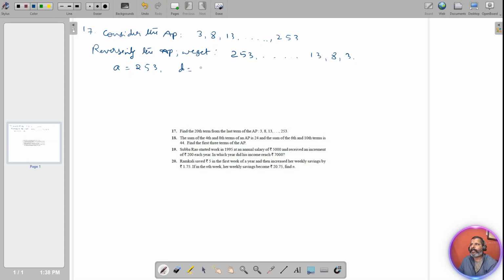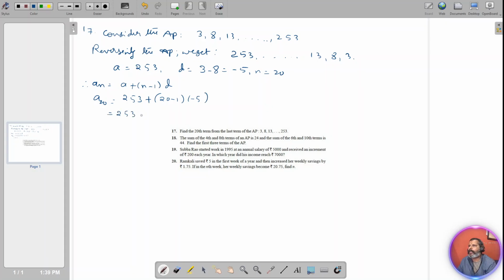So in this case, I'll take 3 minus 8, which is minus 5. Hope this is clear. This is a very important concept. Now, what to find here? Find the 20th term, right? So n is 20. Therefore, we apply the formula an = a + (n - 1)d. Here an is a20, we want a20 only. a is 253, plus n minus 1 is 20 minus 1, d is minus 5.